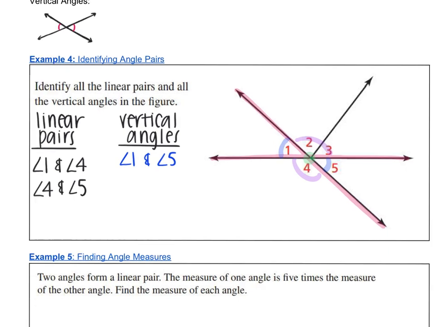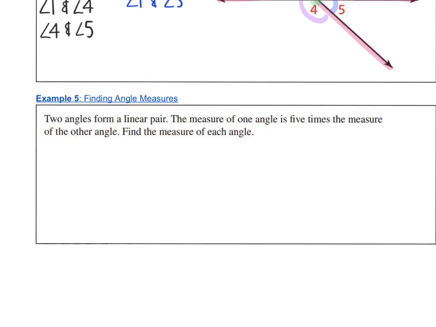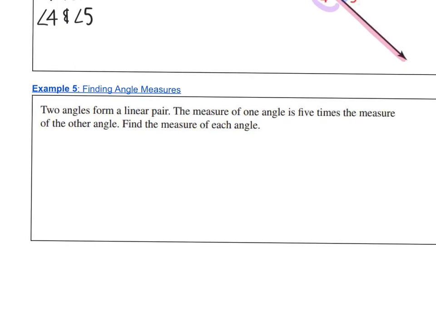All right, let's take a look at the last problem here. The last problem says two angles form a linear pair. The measure of one angle is 5 times the measure of the other angle. Find the measure of each angle. So we've got a couple pieces of information. We know there's two angles. So I'm going to start by labeling our two angles. I'm just going to call it the measure of angle 1 because I know I'm going to find the measure, and the measure of angle 2. So not very creative.